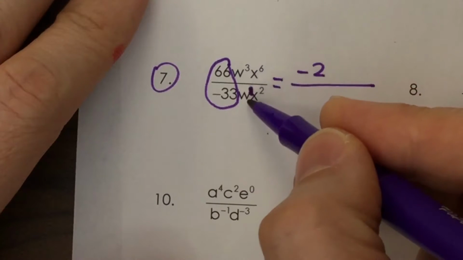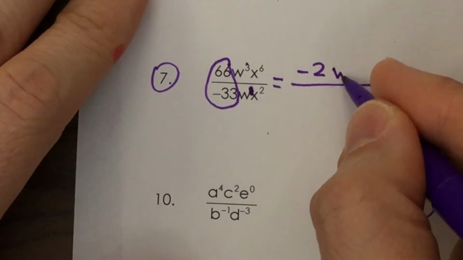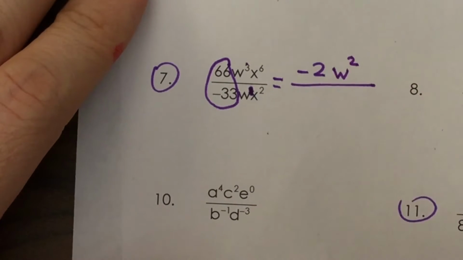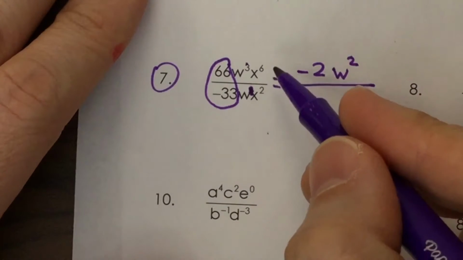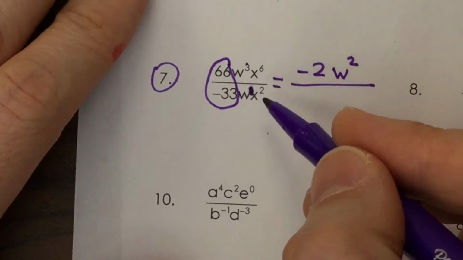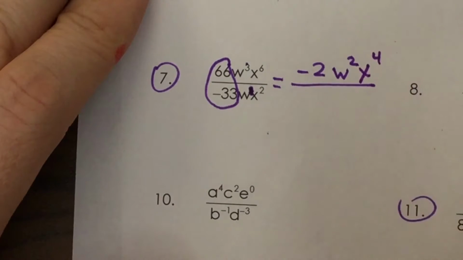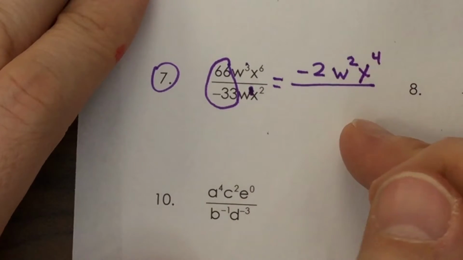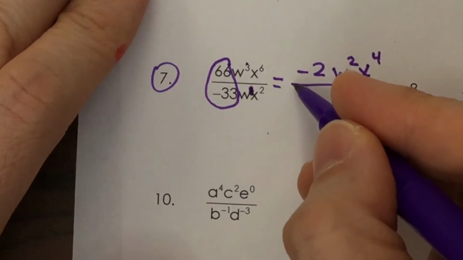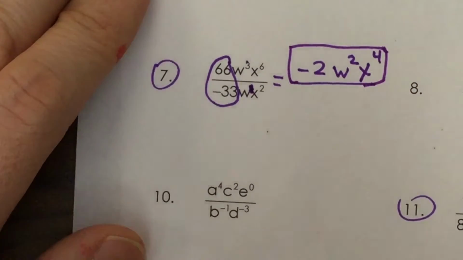On top, because I had most of my number stuff on top. W to the 3rd divided by w to the 1. 3 minus 1 gives you w to the 2nd. X to the 6th divided by x to the 2nd. 6 minus 2 is 4, so you get x to the 4th. I don't have anything left on the bottom, so once again, I don't have to write the denominator. I can just keep that as my answer.